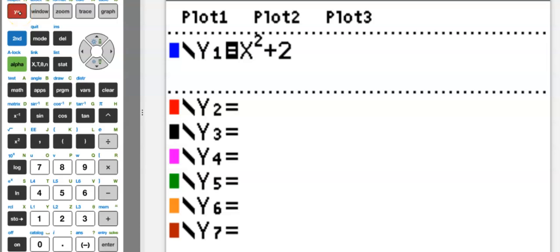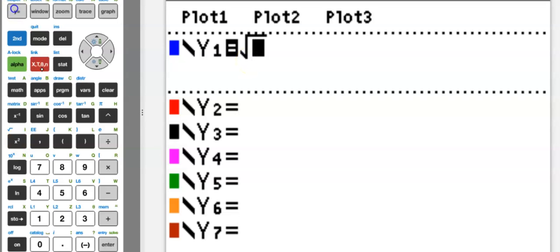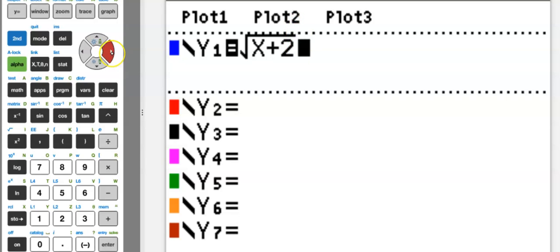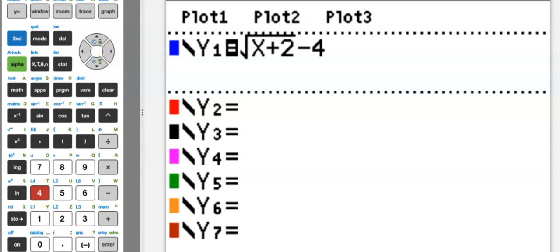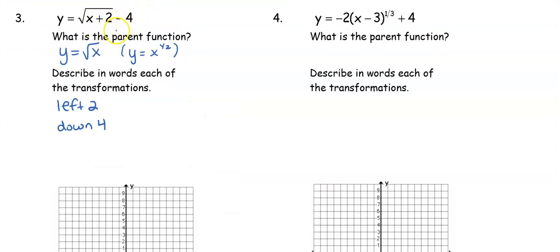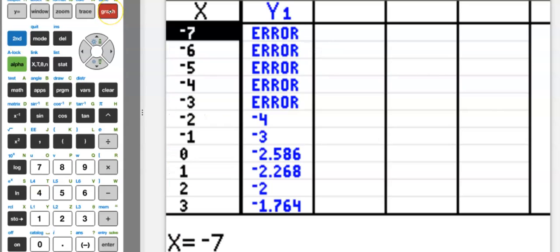So we go to our y equals, clear out what we had. So I hit second x squared, that's how I get my square root, x plus 2. And then notice how I'm still underneath the square root. You want to make sure that you arrow out of the square root to do the -4. Because when we look at our equation, the -4 is not underneath that square root. So just make sure that you're entering the equation to your calculator correctly. We go to second graph. I have some errors there.